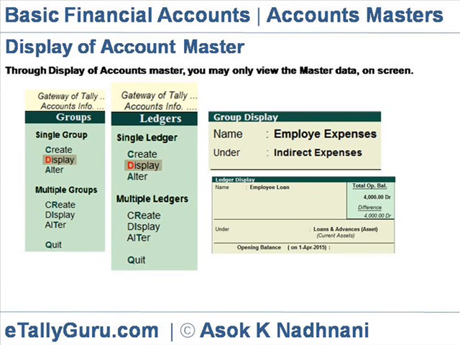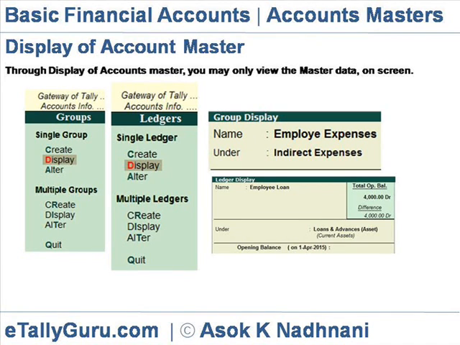Display of Account Master. Through Display of Account Master, you may only view the master data on screen. To display account group at gateway of Tally, select Accounts Info, Group, Display and select the desired account group. To display account ledger at gateway of Tally, select Account Info, Ledger, Display and select the desired account ledger.